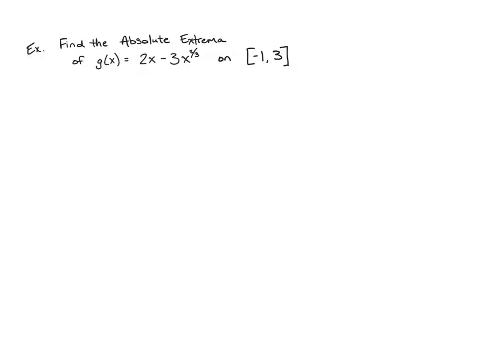In this example, we're going to find the absolute extrema of g of x on that interval. Whenever I read this, that makes me instantly think about the extreme value theorem. The extreme value theorem says that on a closed interval, if a function is continuous, then it's going to have an absolute max and an absolute min, which is what we're going to find. And it could either occur at the endpoints or the critical points. So we're going to start by finding the critical points of G.